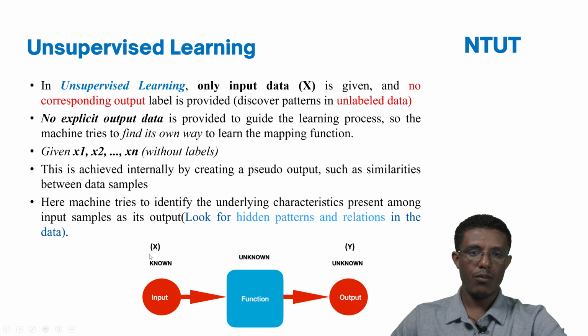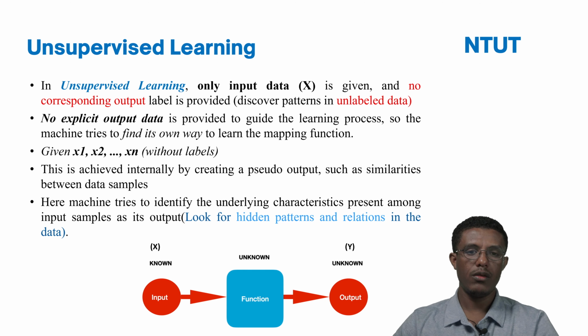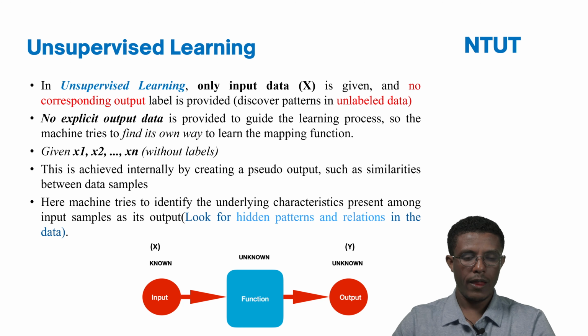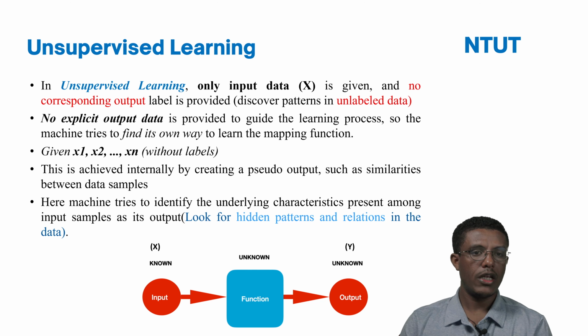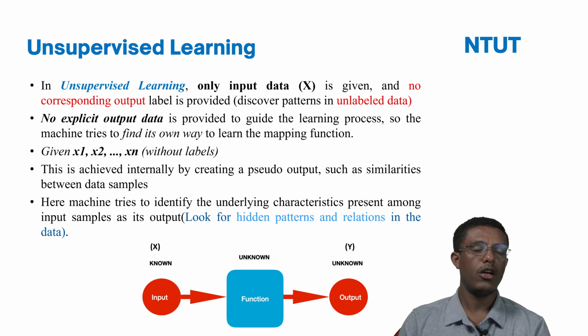So in this type of case, the machine tries to identify the underlying characteristics present among input samples as its outputs. So it looks for hidden patterns and relations in the data, and just by identifying those hidden patterns and relations, it then predicts the output values. So if our data is unlabeled, that means we only know the input features but have no information about the expected outputs, in this type of case we should select unsupervised learning.